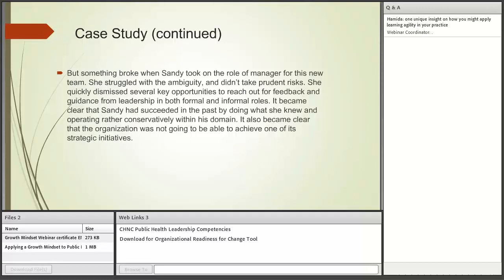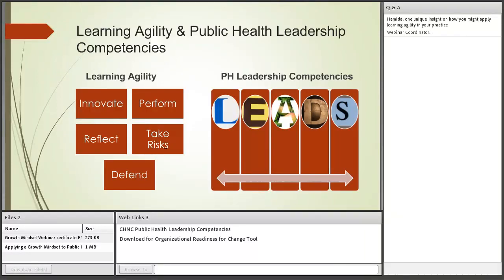And the reflection is really critical because that's what makes you think about what you are doing well, what you could be doing differently, and that this is a new situation versus the last one. What did I learn in my first position versus this one? So that's where maybe the reflection component of learning agility might need to be enhanced in Sandy's situation. So the case study gives you a little bit of an idea of how you may want to apply this in your own current practice, depending on the type of work you do.